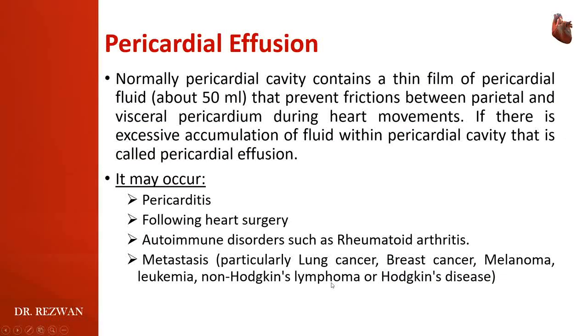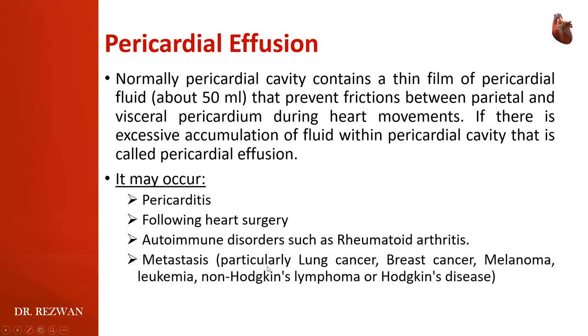Pericardial effusions. Normally pericardial cavity contains a thin film of pericardial fluid which is about 50 ml that prevents friction between the parietal and the visceral pericardium during heart movements. If there is excessive accumulation of fluid within pericardial cavity, that is called the pericardial effusion. It may occur due to the pericarditis following heart surgery, some of the autoimmune disorder like the rheumatoid arthritis, and sometimes the metastasis, that is the spreading of the carcinoma.